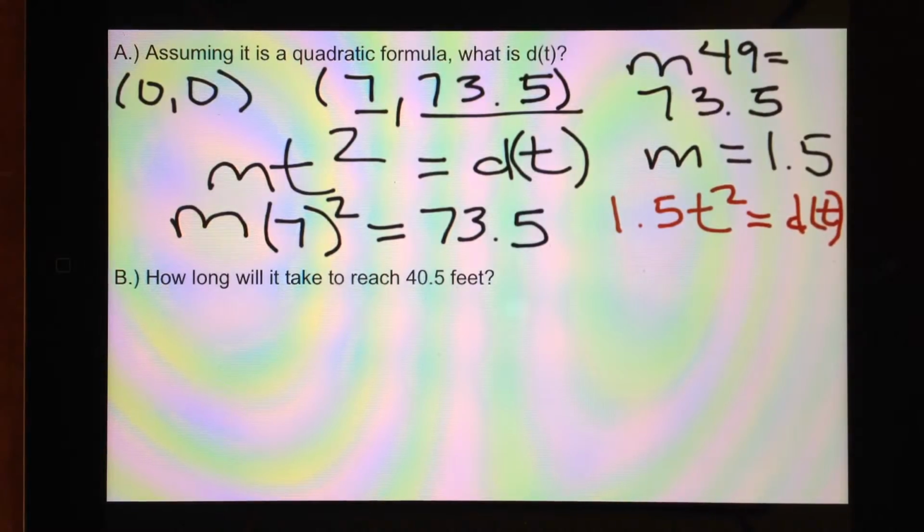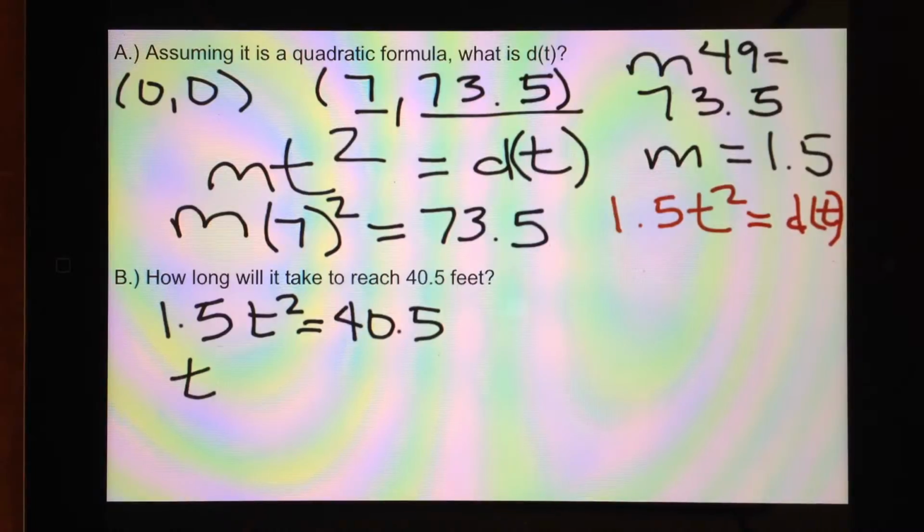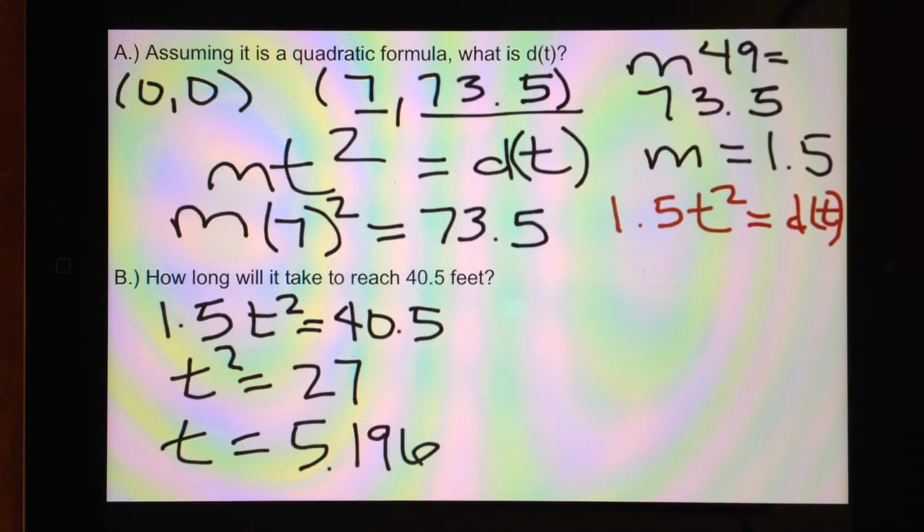Now we're asked how long it will take to reach 40.5 feet. Since we have the equation, we can just fill in the numbers we know. Since we don't know what t is, it'll be left alone. We divide each side by 1.5, and we have t squared equals 27. And then finally, the square root of 27, or t, is 5.196 in seconds. And that's our answer.